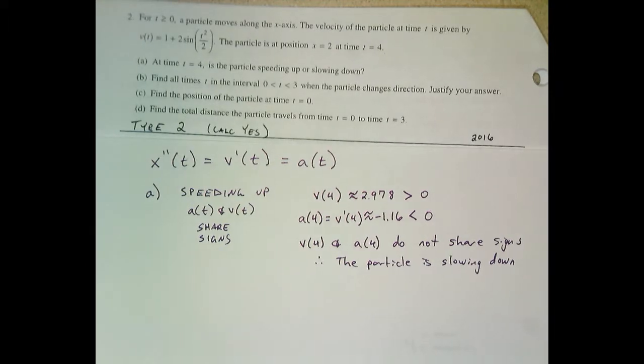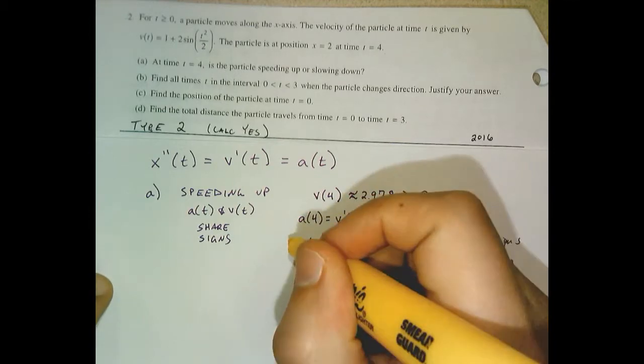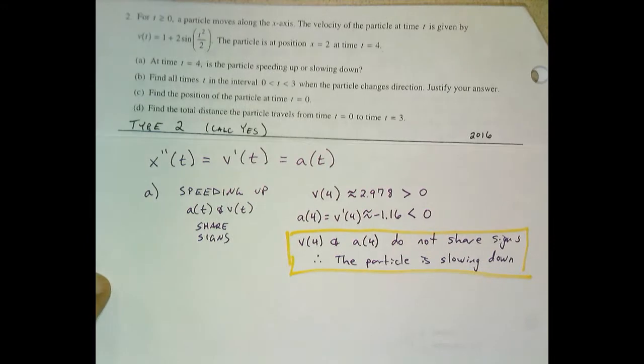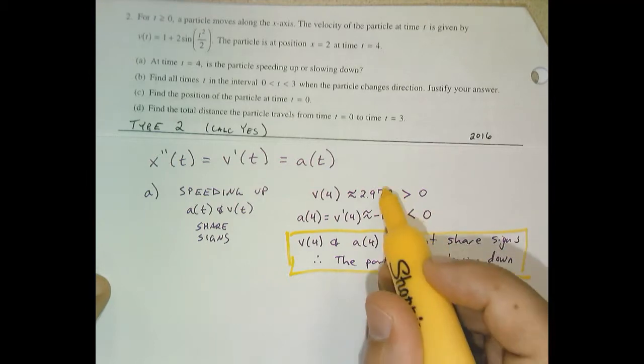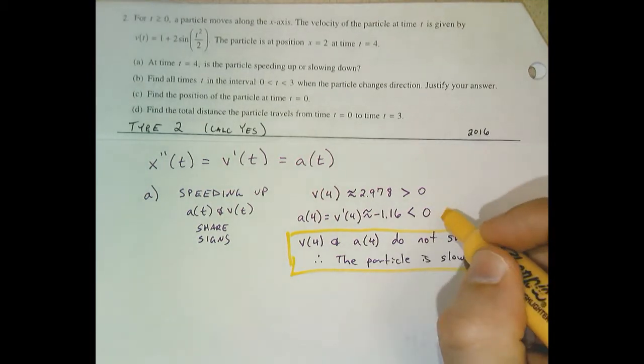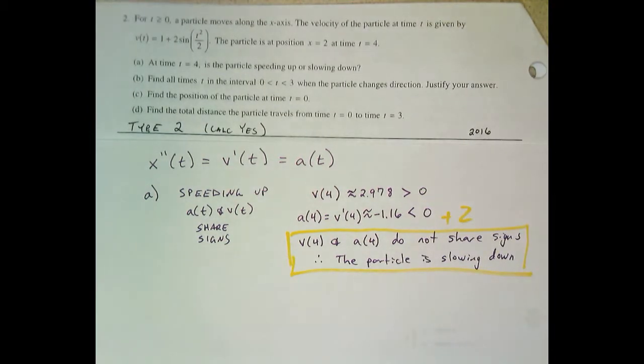Now in this one, it's worth 2 points, conclusion with a reason. So taking the derivative would not be enough. But our conclusion is slowing down. I stated the reason is they do not share signs, but it is important that you show that you actually evaluated the signs of these functions. Okay, it's not enough to just say they don't share signs. You have to prove that they don't share signs. Okay, so recall that one was worth 2 points.